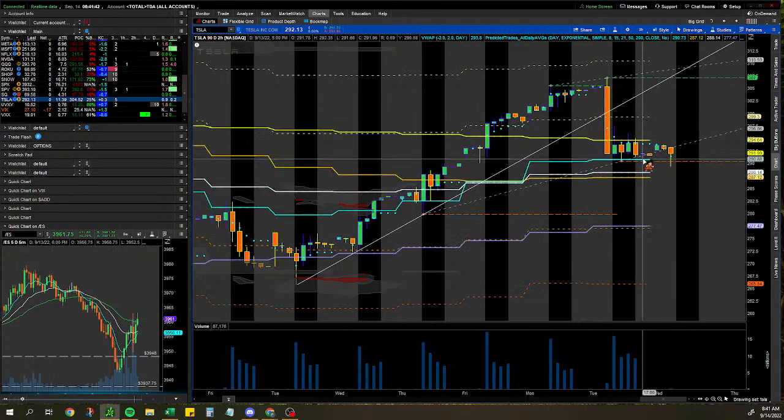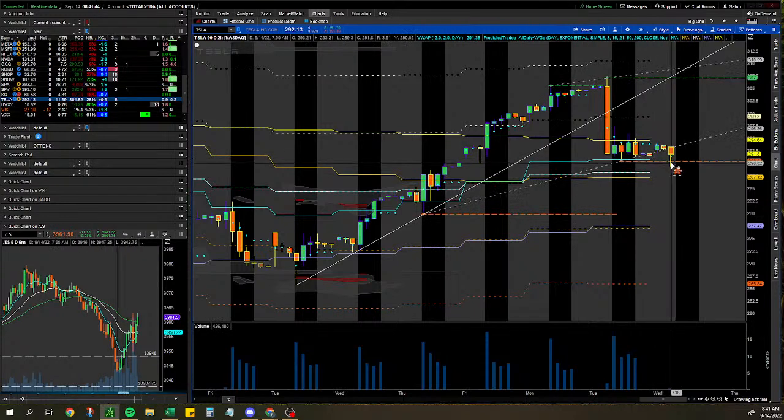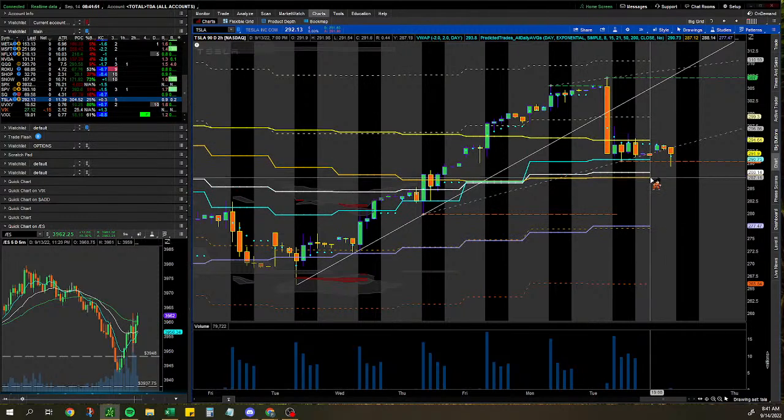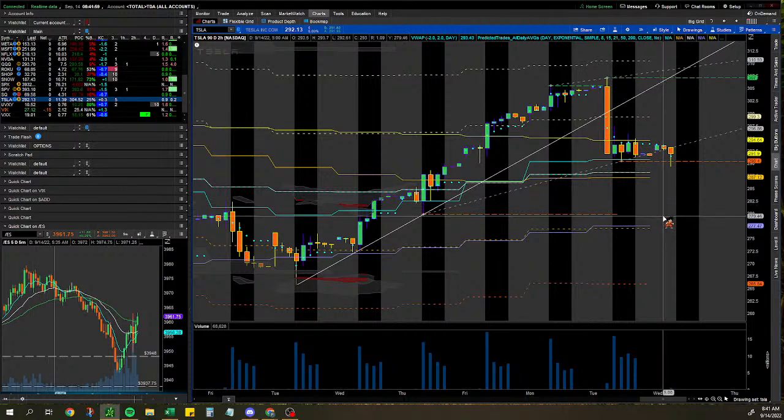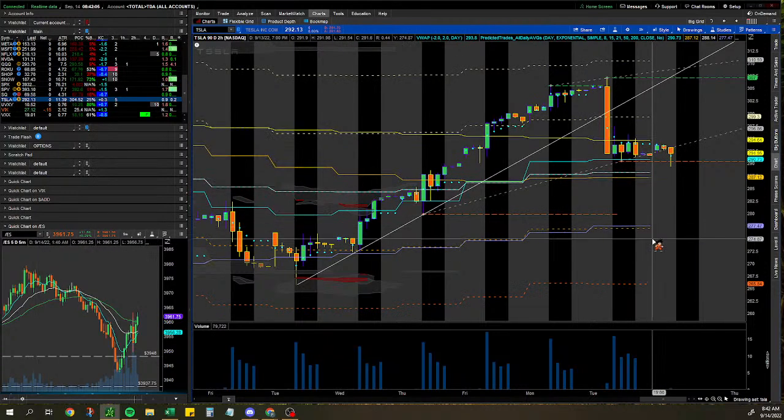If we start to lose the daily 8 and those lows, back to the daily 21 at about 288. Should that give out, psych level 285? Let's see. Then 280 and the daily 50 at about 278.